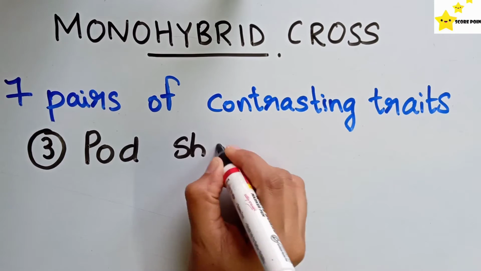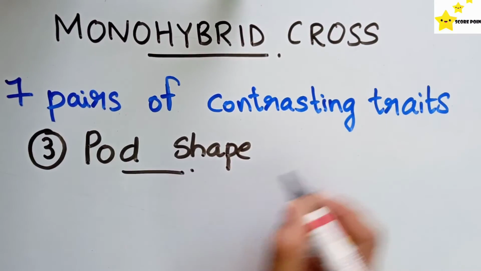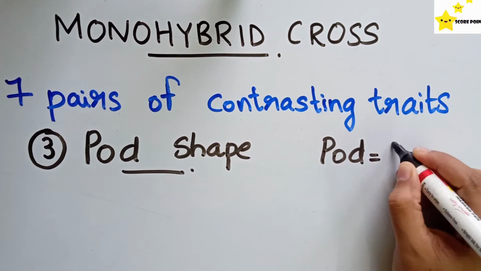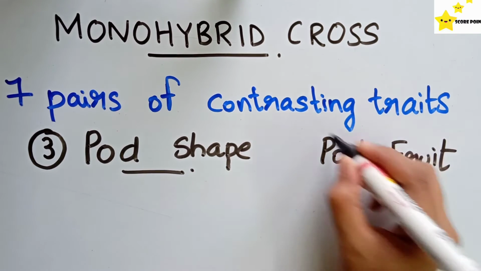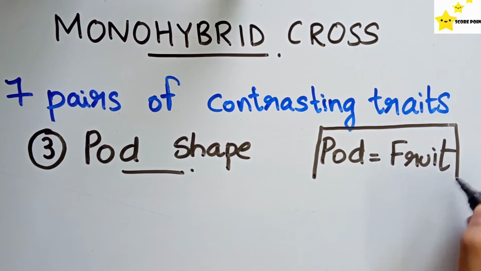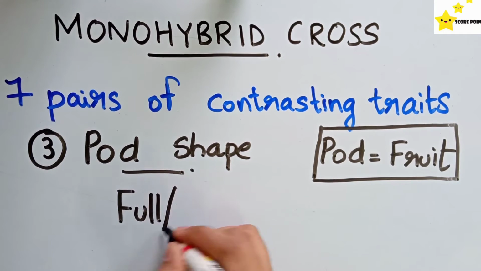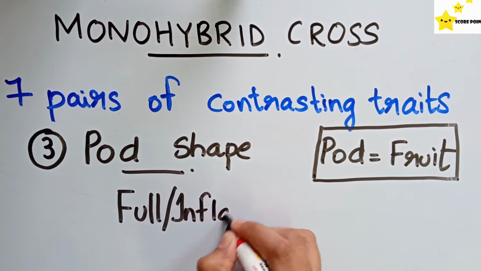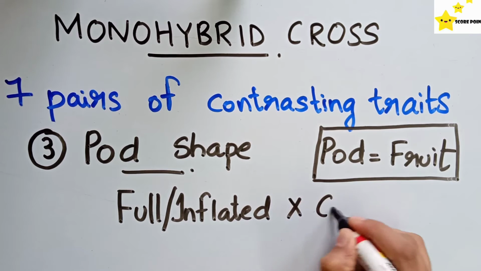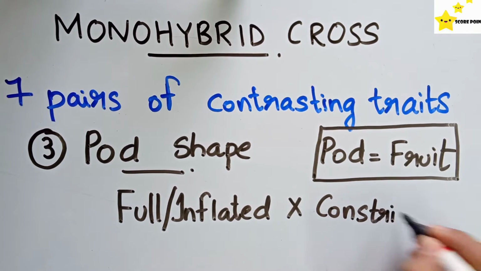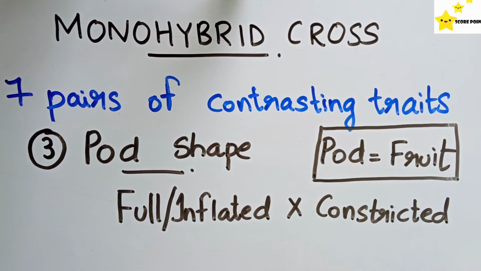Third pair of contrasting trait that you have to learn is the pod shape. Pod means the fruit. Shape of the fruit is observed. When you observe the shape of the fruit, you can see two types of trait. One, it's full or inflated, which is a dominant trait. And constricted condition, this is the recessive trait.